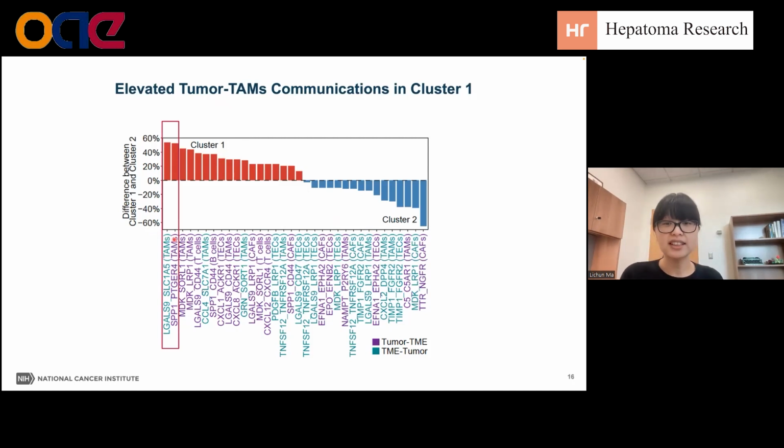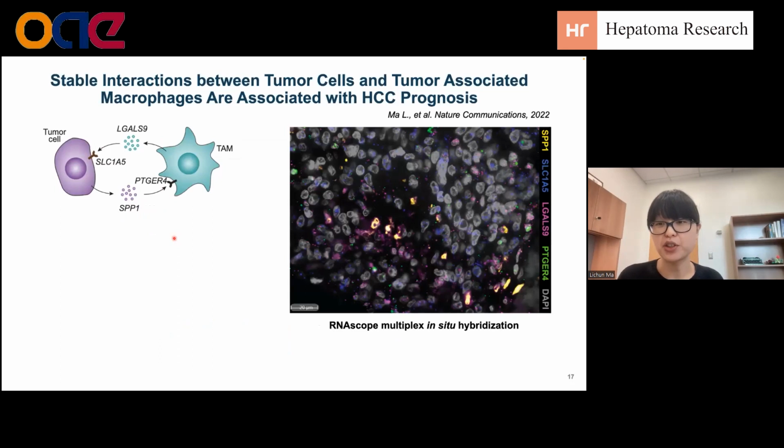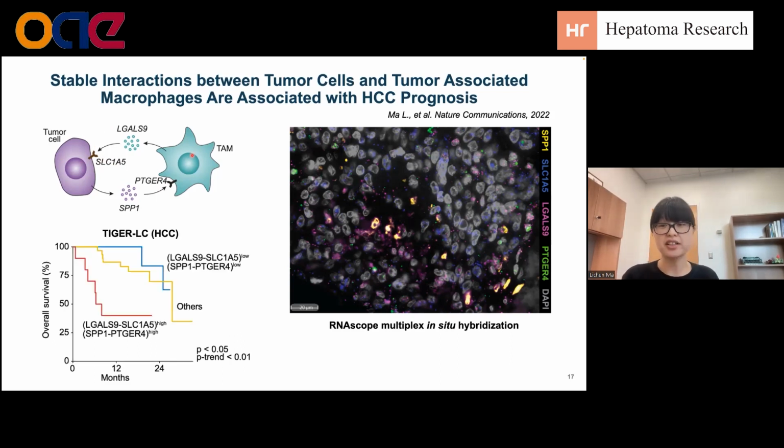To further validate the robustness of the ligand receptor interactions linked to HCC prognosis, we evaluated those two pairs between tumor cells and tumor-associated macrophages by using RNAscope multiplex in situ hybridization as a proof of principle analysis. Consistent with our single-cell analysis, we found that patients with high expression of both pairs had a significantly worse overall survival compared with patients from the low expression group.